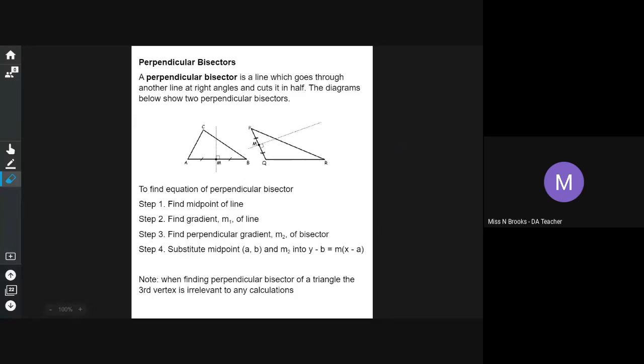A perpendicular bisector is a line which goes through another line at right angles and cuts it in half. The perpendicular bit means right angles, and the bisector part means cuts it in half. These diagrams show two perpendicular bisectors.